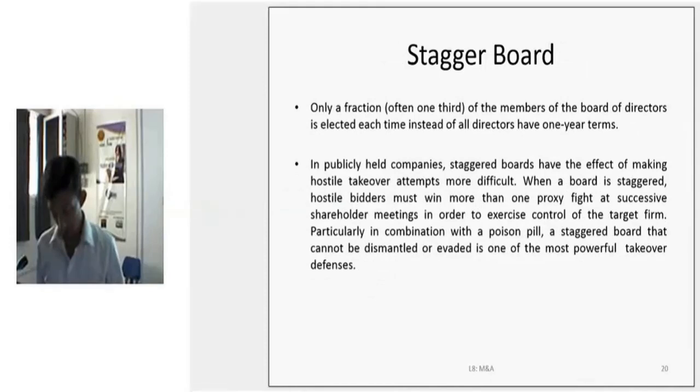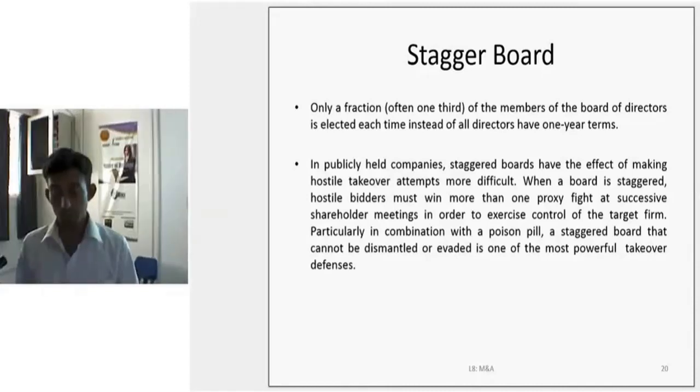Staggered board. Now, a staggered board is another defense strategy, especially used in US companies, to avoid getting merged with or acquired by another firm. Normally we believe the board of directors has to be appointed every year. Now they are signing agreements so that some directors don't need to be appointed every year. If company B is going to be taken over by company A, company A has to deal with company B's management, the directors, and have some dealings with them.